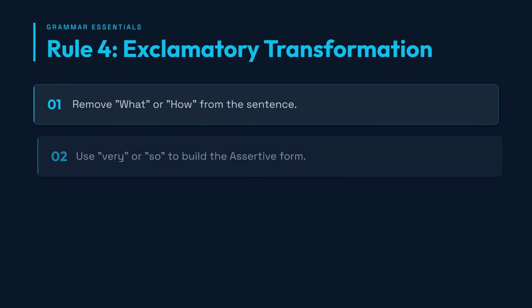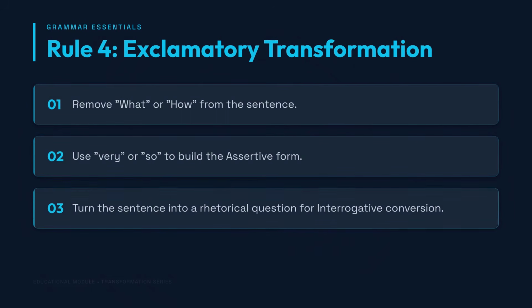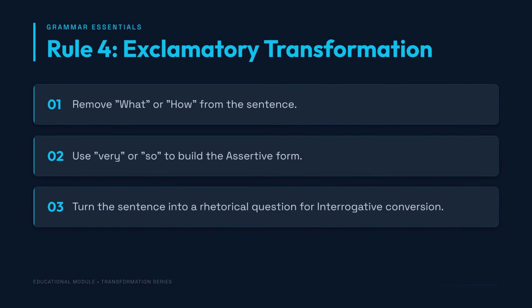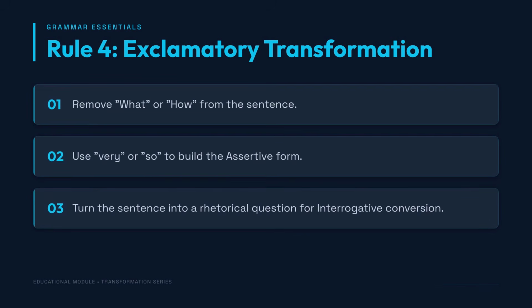Rule 4. Exclamatory to assertive, interrogative, and imperative. To assertive, remove what or how, restructure using very or so, and remove the exclamation mark.